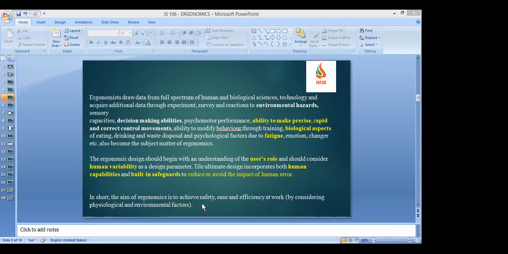In short, the aim of ergonomics is to achieve safety and ease of efficiency at work by considering physiological and environmental factors. Simply, how a person can perform his activity without spending any excess amount of energy.